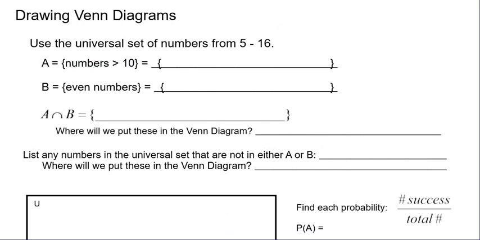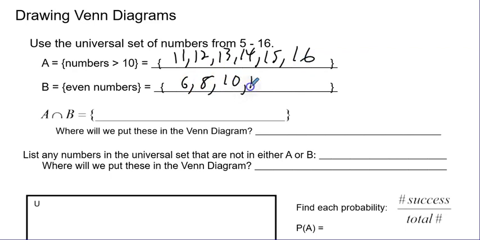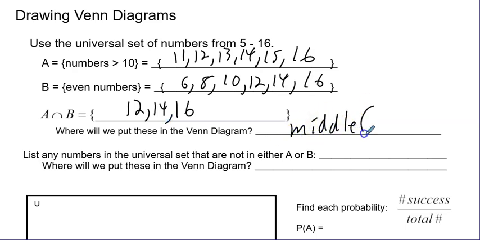All right, a Venn diagram. We're going to use numbers 5 through 16. A is going to be the numbers greater than 10. So again, starting above 10: 11, 12, 13, 14, 15, and 16. The even numbers are going to be 6, 8, 10, 12, 14, and 16. What are in A and B? 12, 14, and 16. Where would those be in the Venn diagram? That will be in the middle, or the overlap.